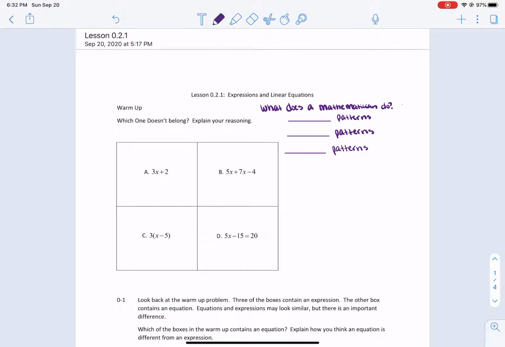So mathematicians notice patterns, describe, and generalize patterns.